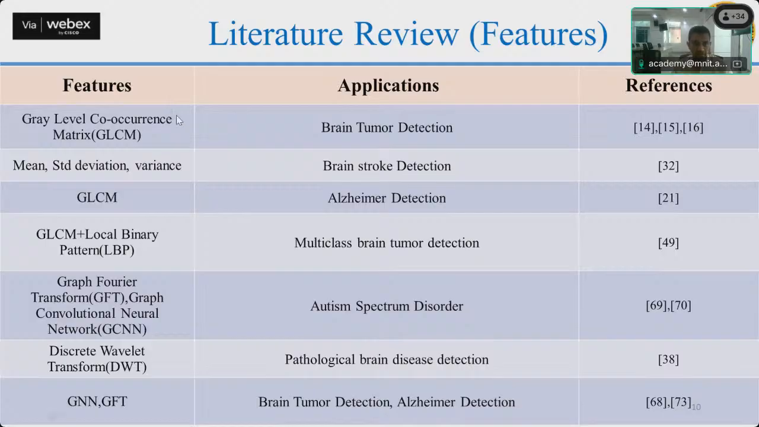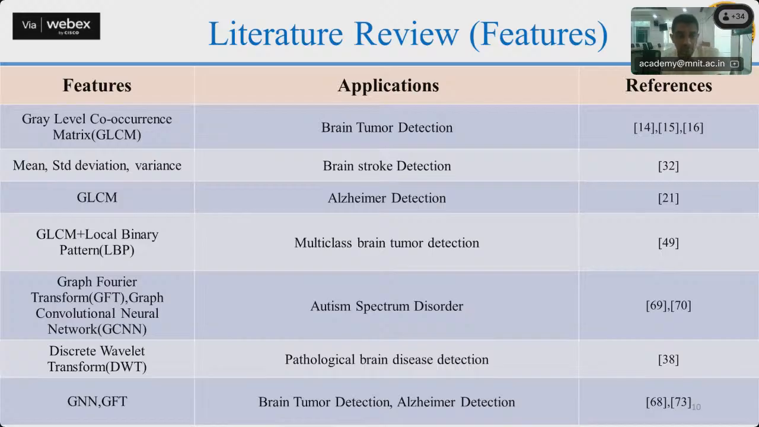Now coming to what work has already been done in this part. When we talk about the feature, it is the gray level co-occurrence matrix. With gray level co-occurrence matrix you are detecting the brain tumor. Then thereafter it is the mean, standard deviation, variance. In that, you are using brain stroke detection. And then you are using GLCM for Alzheimer detection.